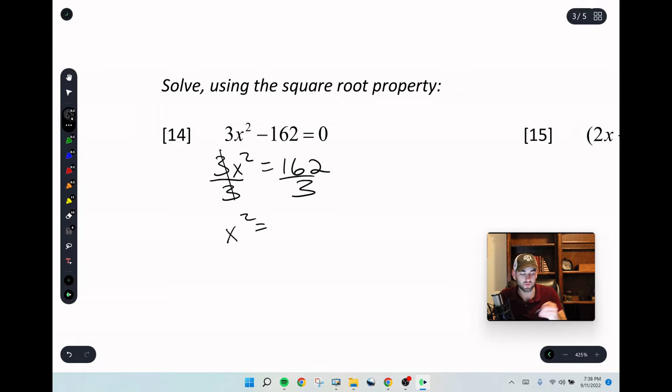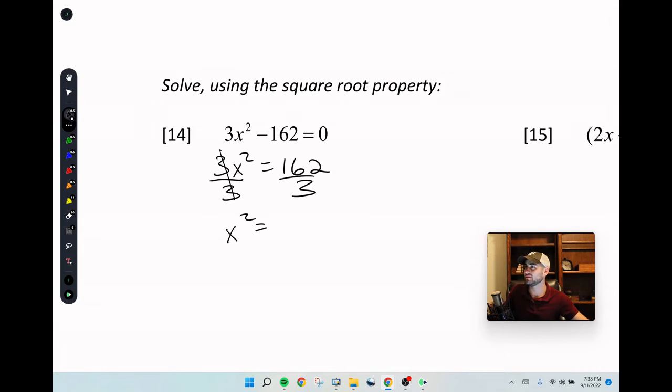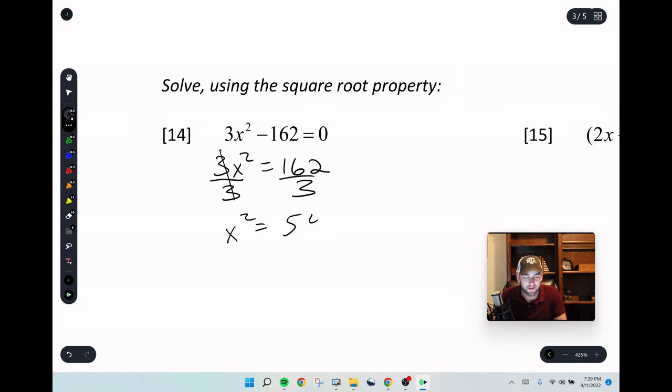x squared equals 162 divided by 3. Hard to do in my brain. I'm going to type it over here to make sure I don't mess up. 162 divided by 3. Enter. You're probably yelling at me saying, I know what it is. How do you not know what it is? I should have had my calculator ready before I started this. Here we go. 54. Oh, that's a nice easy number, huh? We got a little 54.